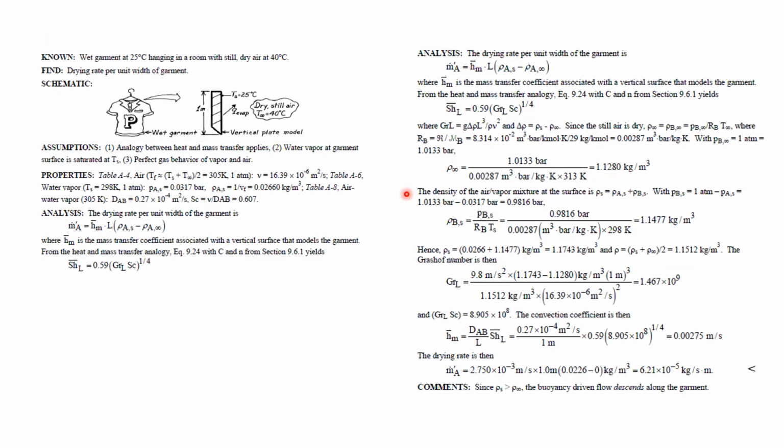So we know the wet garment is hanging at 25 degrees Celsius in still air at 40 degrees Celsius. We can approximate this garment to be like a vertical wall at 25 degrees Celsius, and water will be evaporated and the air is still and dry. So this is a vertical plate-like analysis. We will apply the heat and mass transfer analogy, and we assume that it is fully saturated, soaked in water. We assume perfect gas behavior of water vapor and air. So this is a mass transfer problem.